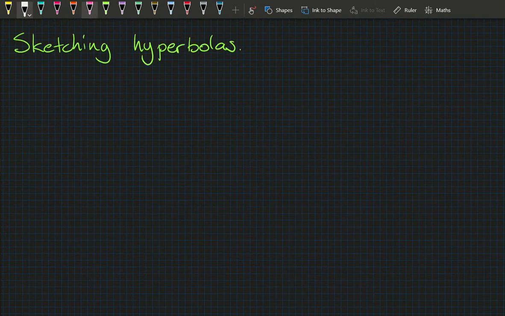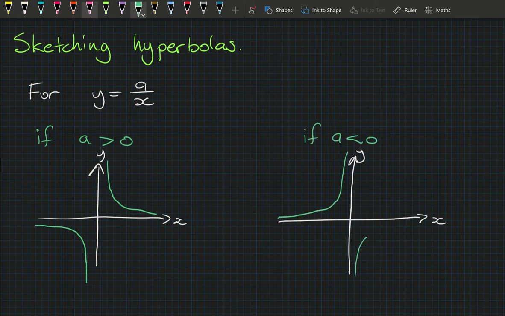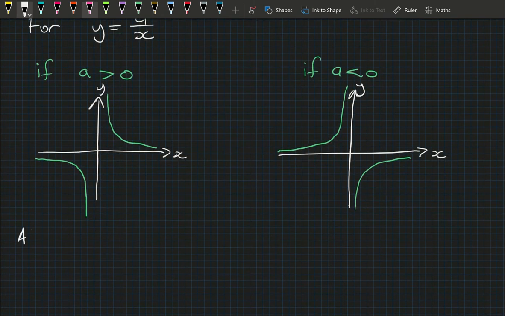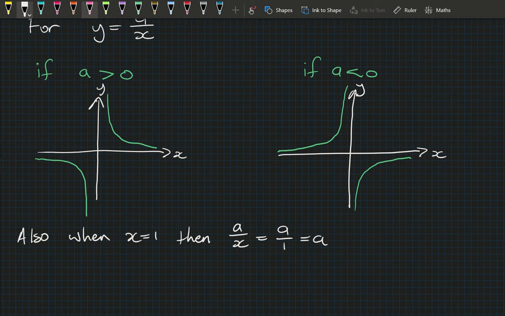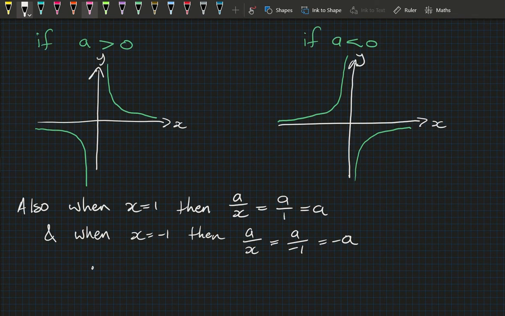Okay, so as we saw in the introduction, if we're going to sketch the graph y equals a divided by x, then if a is positive, you will get some graph that looks a bit like this. And if a is negative, then you get a graph that looks a bit like this. Also, when x is equal to 1, then a divided by x equals a on 1, which is just a. And when x is equal to minus 1, then a on x is equal to a on minus 1, which is minus a. So that means that (1, a) and (minus 1, minus a) are on the graph.